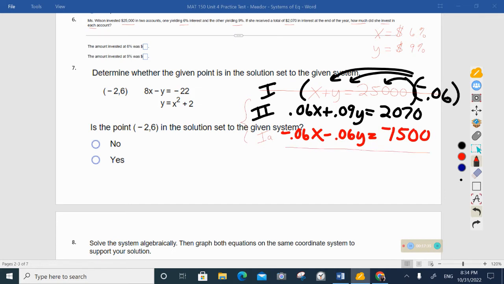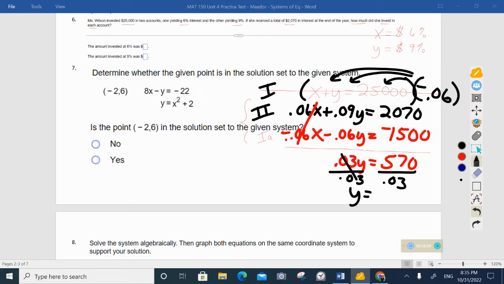So 0.06x and negative 0.06x are going to cancel. 0.09 minus 0.06 is going to be 0.03y, and 2,070 minus 1,500 is going to be 570. Now what happened was we just eliminated the x, so now we can solve for y. So when I solve for y, I'm going to divide by 0.03 and divide by 0.03.